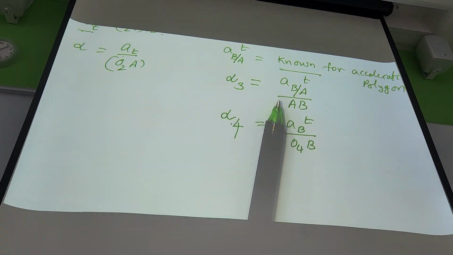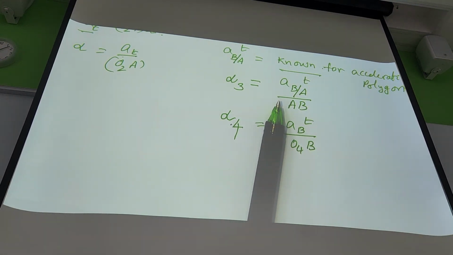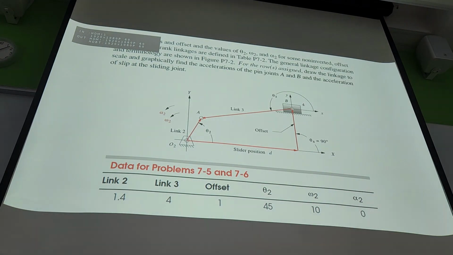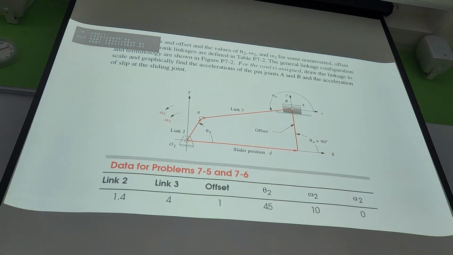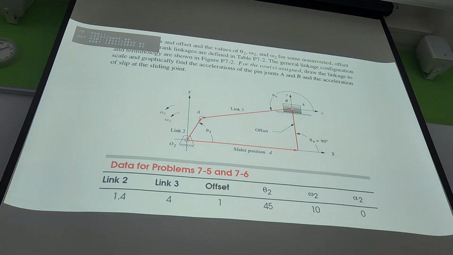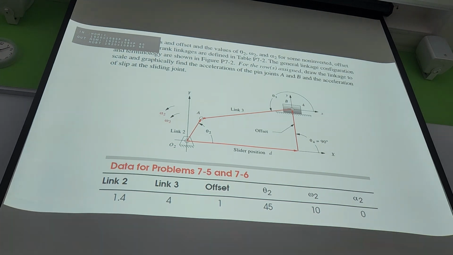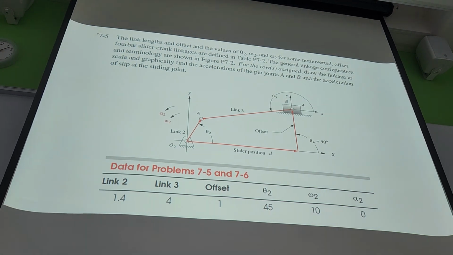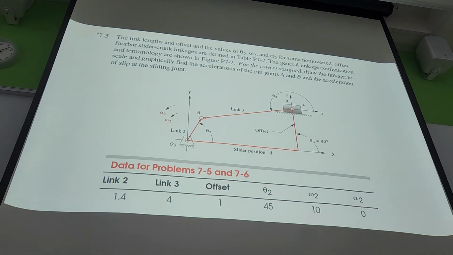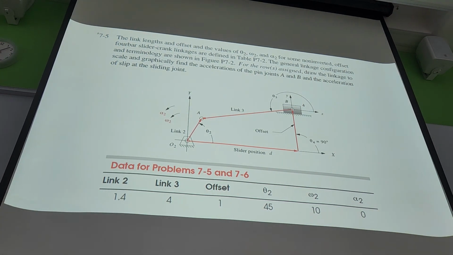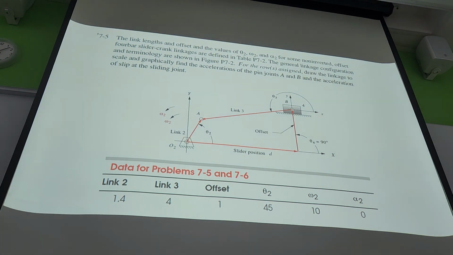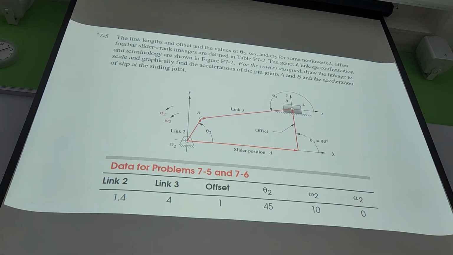We have a simple problem if you do. Now, can you note down the values first? Link 2, link 3, theta 2, omega 2 is given, alpha 2 is given. Angular acceleration is 0. The mechanism is as shown. I think you plotted this already earlier.